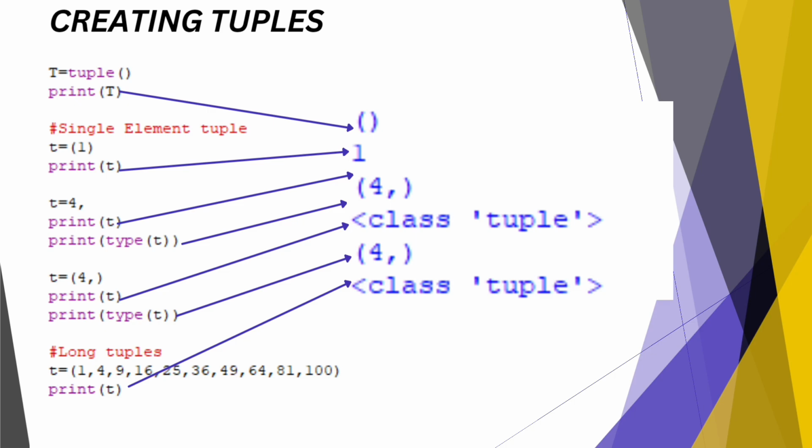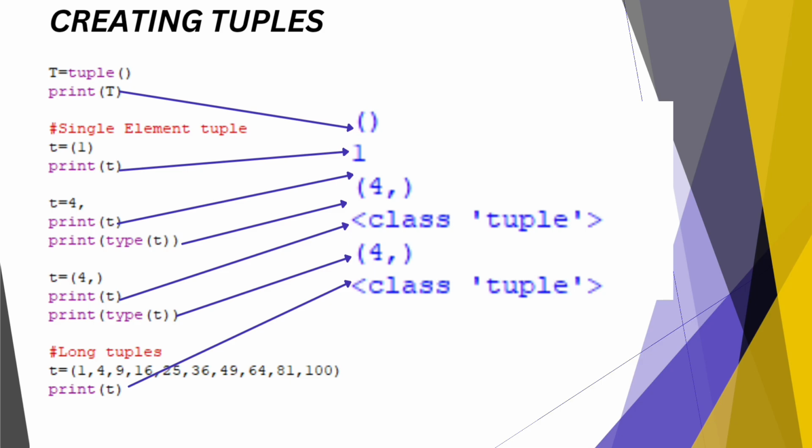Now first, using the tuple function we can create the empty tuple. Next is the single element tuple. This statement is wrong: t = 1 is an integer, it is not a tuple. So remember, t = 1 is an integer. t = 4, with a comma, when the comma is there it becomes a tuple. t = (4,) in parentheses is again a tuple. And long tuples: t = 1, 4, 9, 16, 25, all this will be a tuple. So this will be the long tuple.